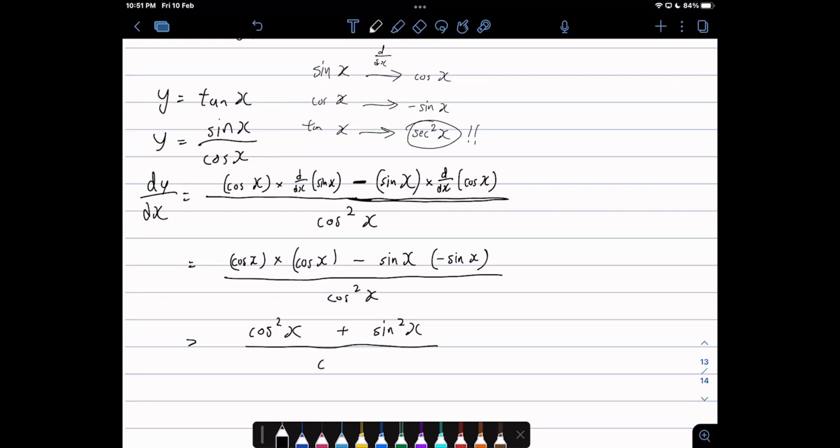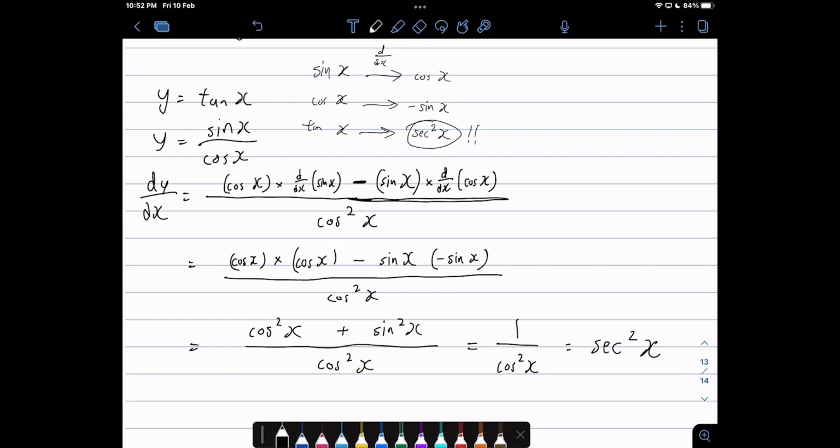But what is cosine square plus sine square? Forget already? Can you remember? It's 1. Oh, nice. So 1 over cosine square, so becomes secant square. Yes. Okay. Memorize, I strongly recommend that you memorize this. Differentiate tangent, you get secant square.